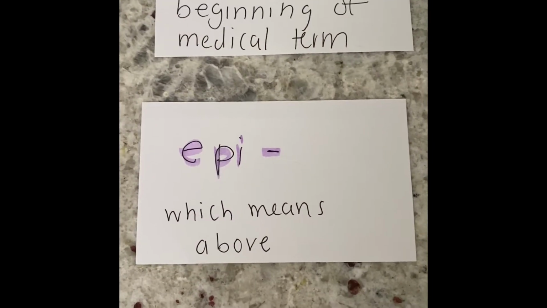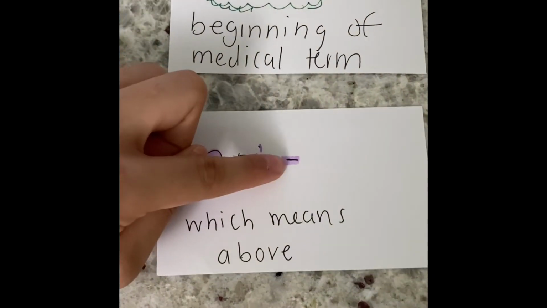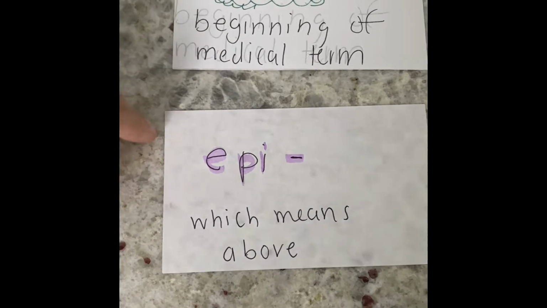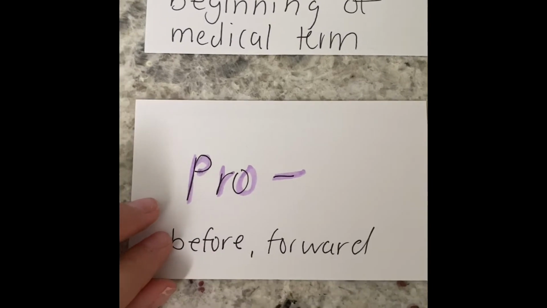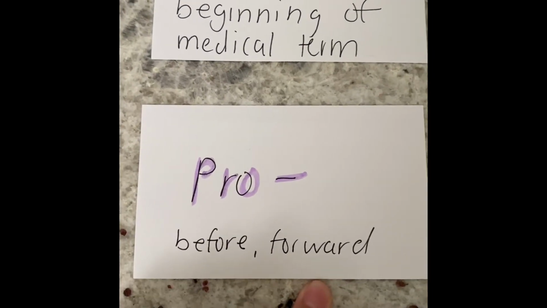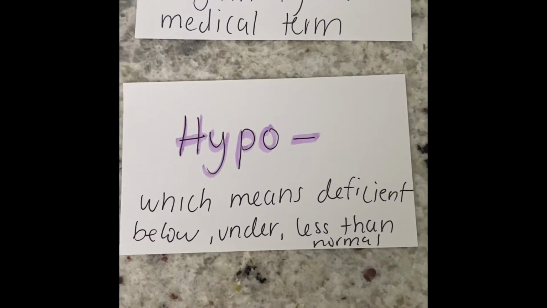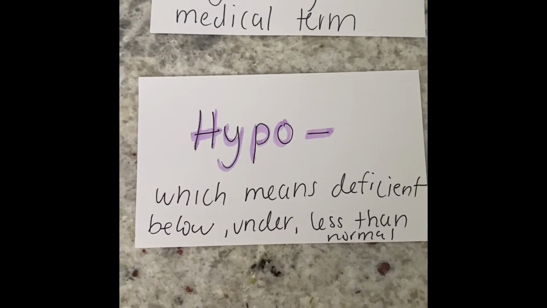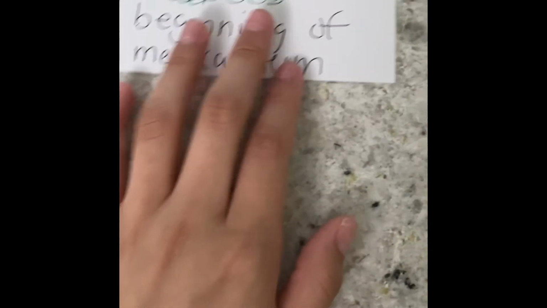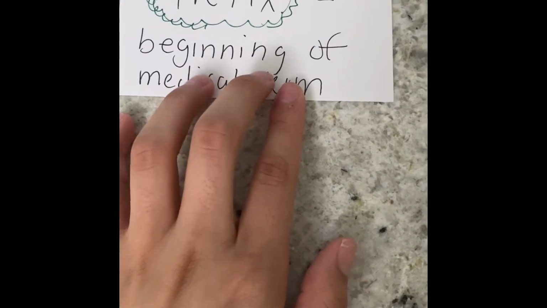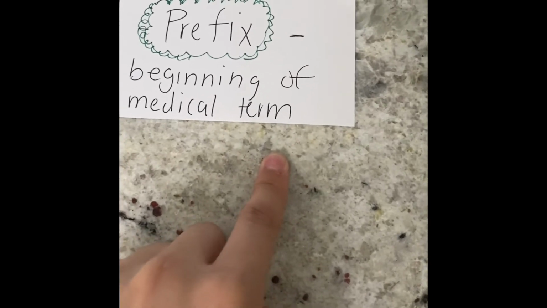Also, do not forget that when you have a prefix, the dash goes after the prefix and not before. Another example of a prefix is pro-, which means before or forward. The last example of a prefix is hypo-, which means deficient, below, under, less than normal. Let's review that a prefix is always at the beginning of the medical term, but not all medical terms have a prefix.